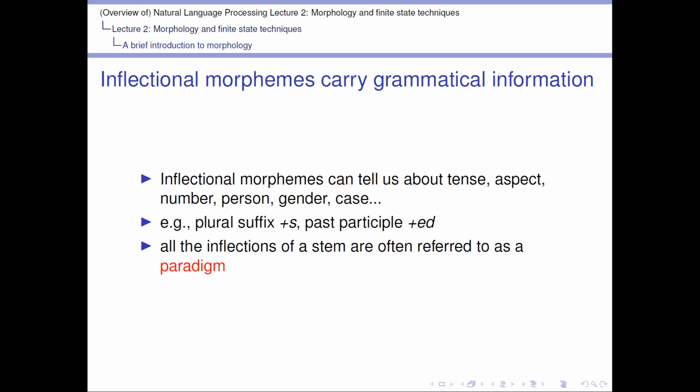And the ED affix tells us that something happened in the past. So these are inflectional morphemes. The inflections can sometimes be referred to as a paradigm. So that's when we take the stem and we list all the possible ways we can grammatically alter it using our inflectional morphemes. We call that the paradigm. In English, they're very simple because there's very little inflectional morphology, but this doesn't work.